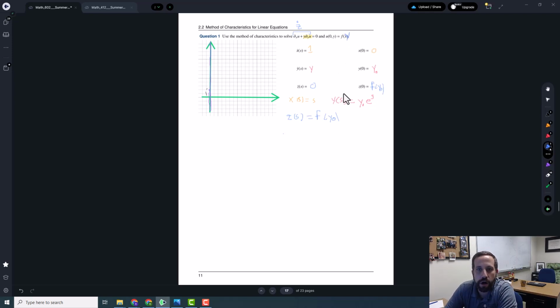All right, so now what are the curves? Well, y of s is equal to y naught e to the s. So what does that look like? It's going to be y naught times e to the x value. So the characteristic curves are going to be exponential curves, and when s is equal to 0, it's going to start at this point here. So now we'll have curves that look like this.